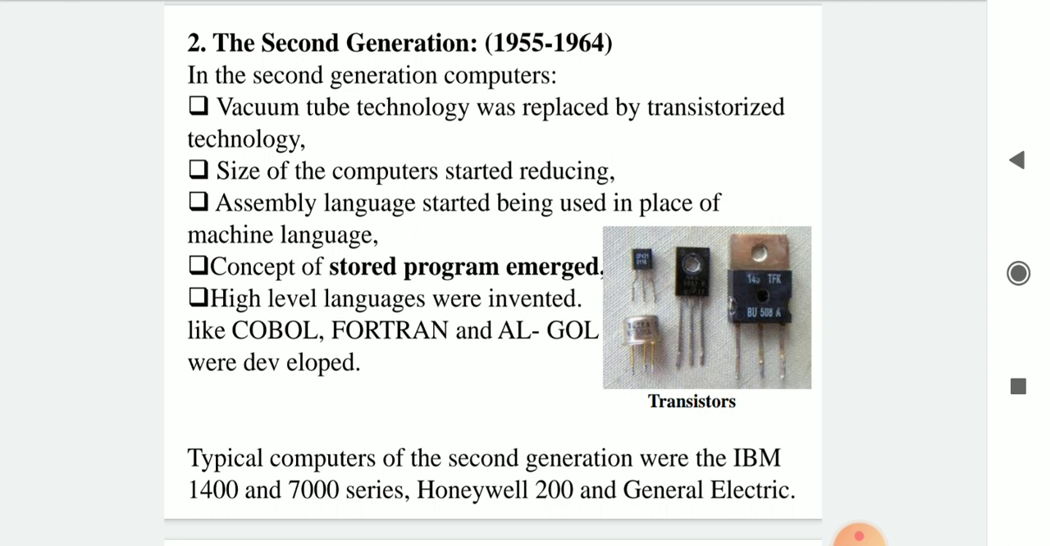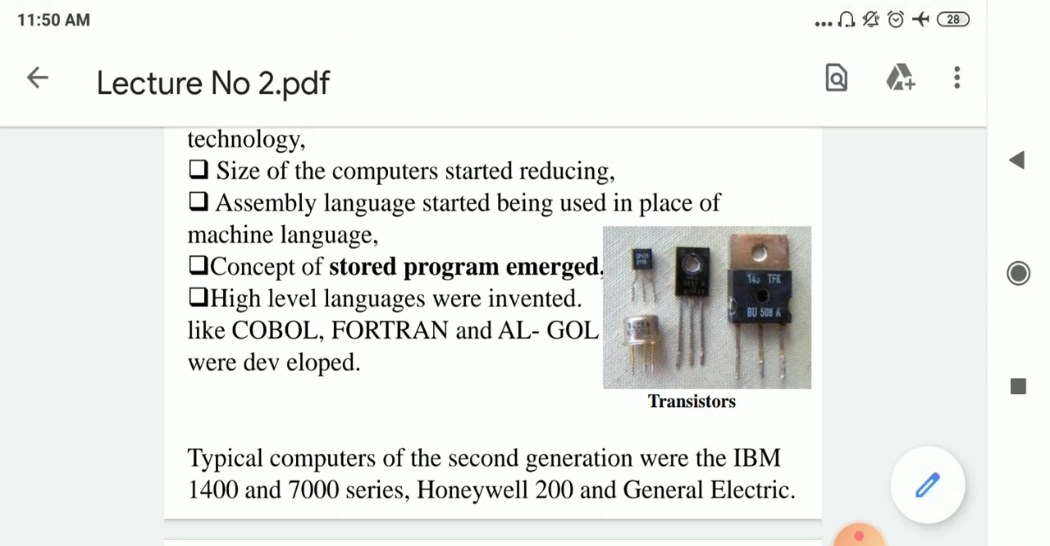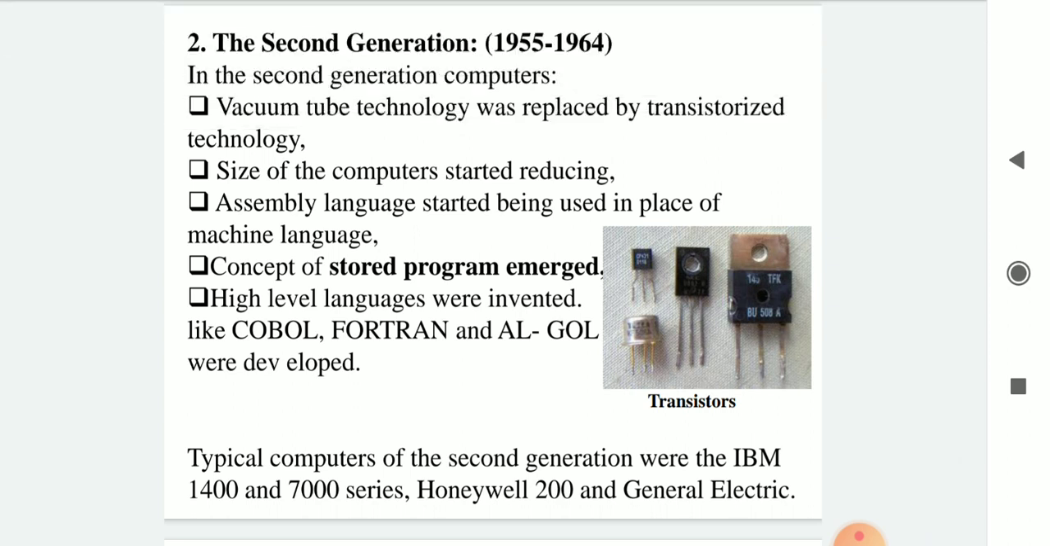Typical computers of the second generation were the IBM 1400, IBM 7000, Honeywell 200, and General Electric. These were the computers which were used in the second generation.